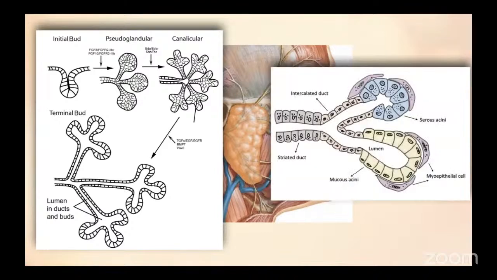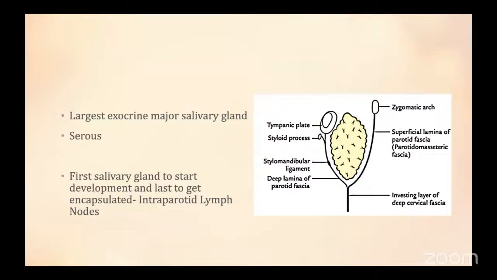The encapsulation of the parotid gland occurs after the development of the neck lymph nodes. So this is the reason why there are intraparotid lymph nodes. And the first salivary secretion occurs only after birth, which is stimulated by feeding. It's the largest major salivary gland, majorly serous in consistency.